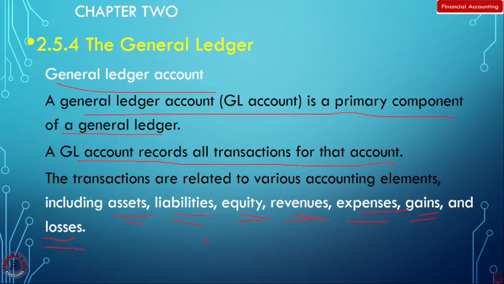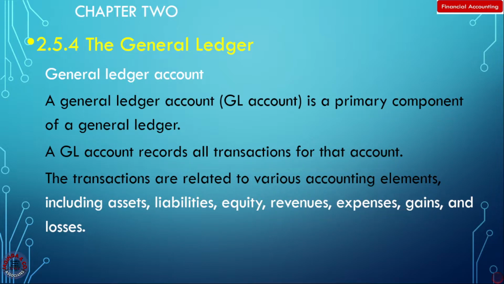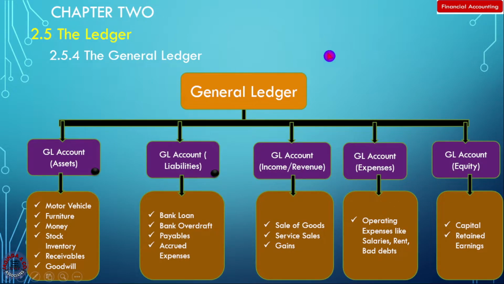So let us move on with the general ledger account. Now we want to look into the details of the general ledger account. So we'll start with the assets. This is an overview of the general ledger account as we had seen earlier. Now we have various general ledger accounts. We have assets, we have liabilities, we also have revenue, we have expenses, and we also have equity.